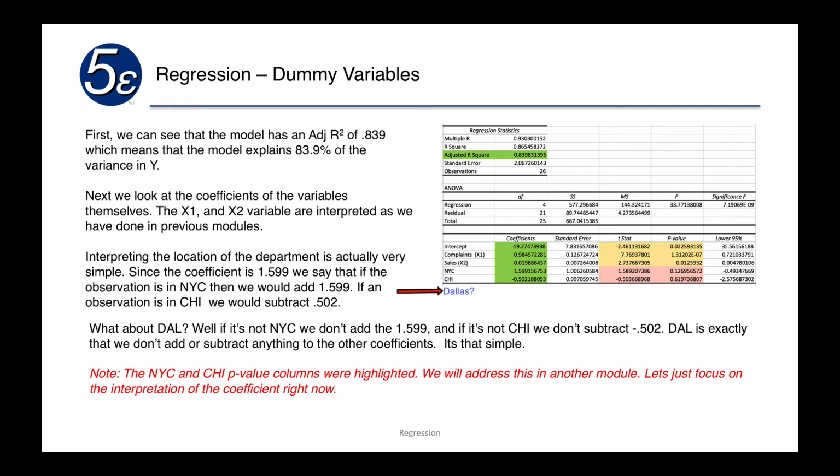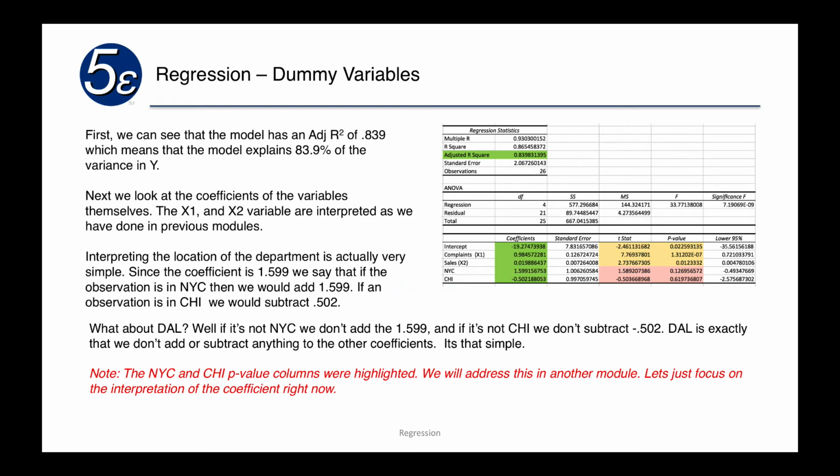Well, what about Dallas? Well, if it's not New York City, we won't add the 1.599, and if it's not Chicago, we won't subtract the 0.502. Dallas is exactly the case where we do not add or subtract anything to the coefficients. It's what we call the control. And it's really just that simple.